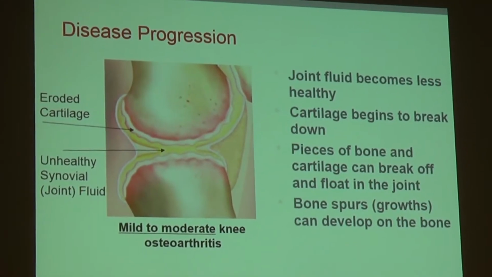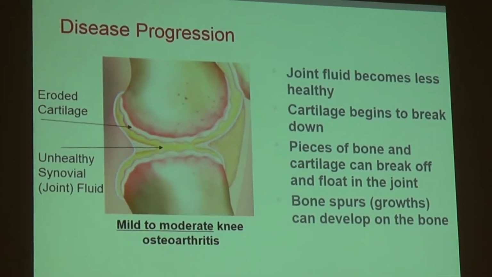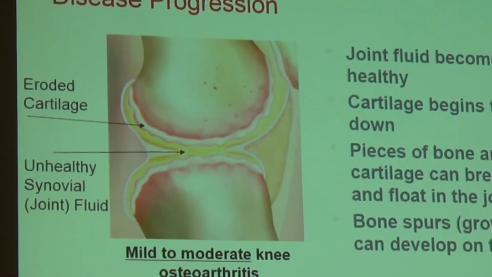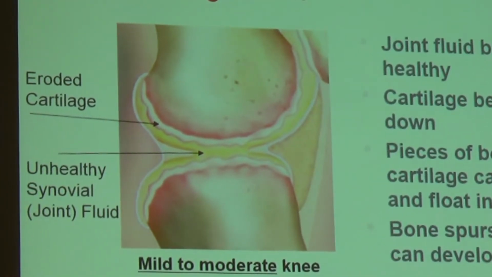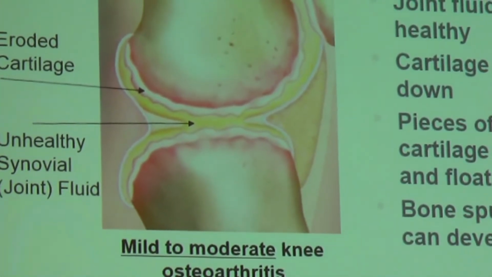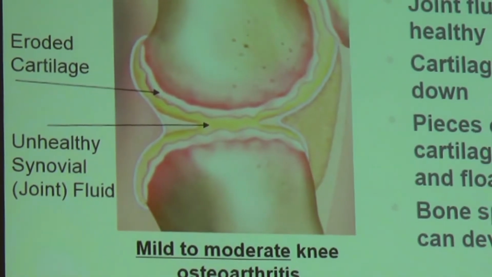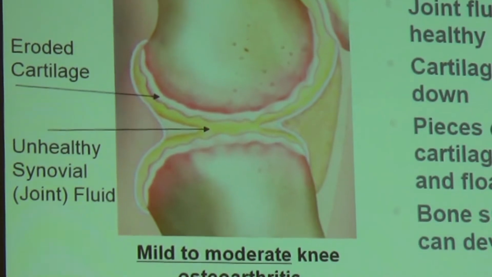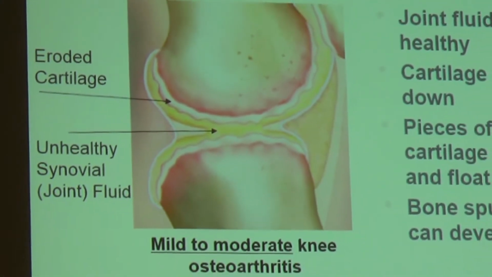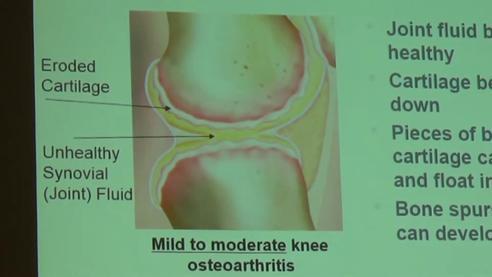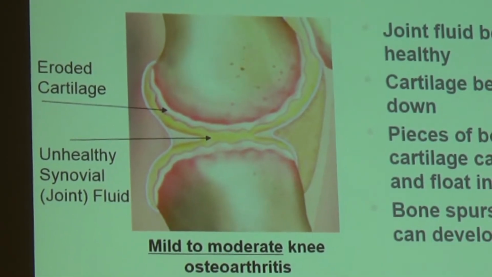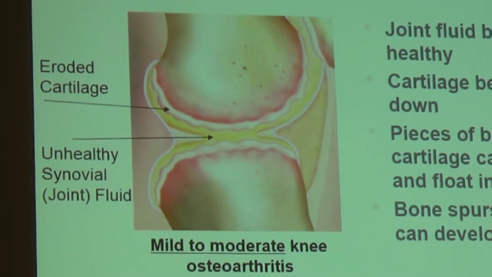This diagram now shows mild to moderate knee osteoarthritis. So you can see that the cartilage has eroded somewhat and the synovial fluid is now decreased and is not as healthy. So as the disease progresses, the joint fluid becomes less healthy, and again, the cartilage begins to break down. Pieces of the bone and cartilage can actually break off and float around in the joint, and you also may develop what's called bone spurs or growths of the joint.